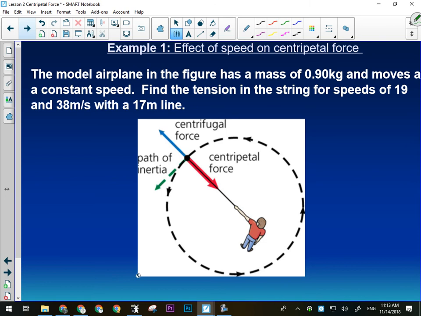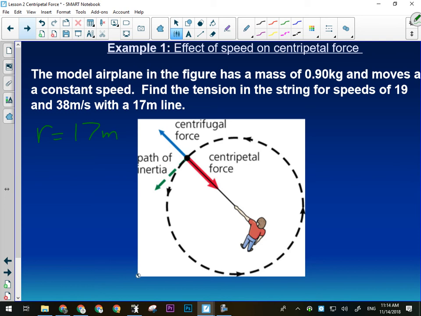All right, so the effect of speed on centripetal force. We were saying, just looking at the formula, that this should be an exponential relationship. So if I have this model airplane that's being whirled in a circle that has a mass of 0.9 kilograms and it's moving at a constant speed, we want to find the tension in the string, that would be the centripetal force, for speeds of 19 and 38 meters per second if it's on a 17-meter line. What the question has given us is the radius.